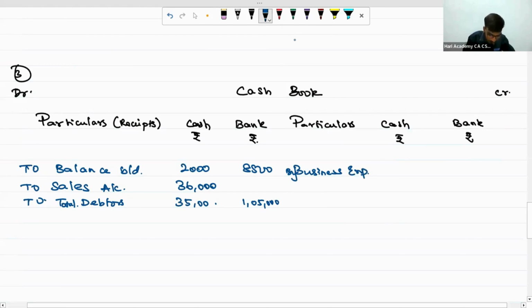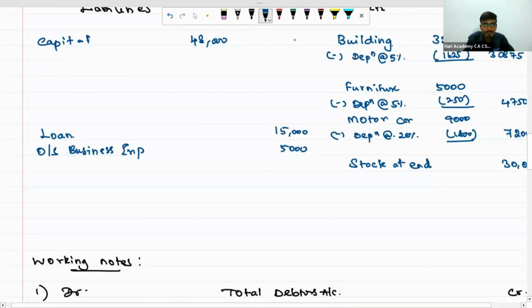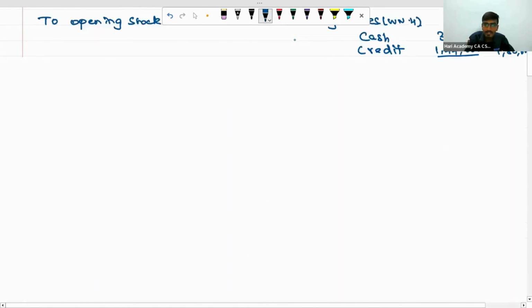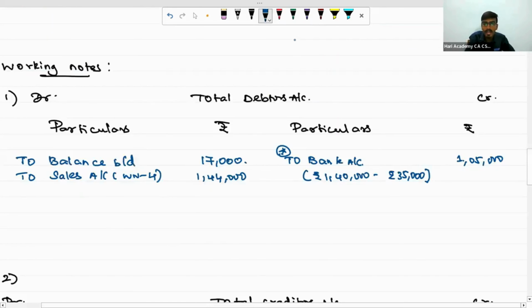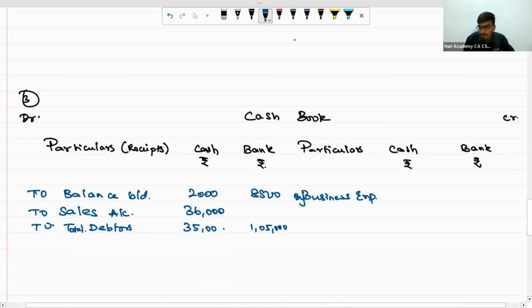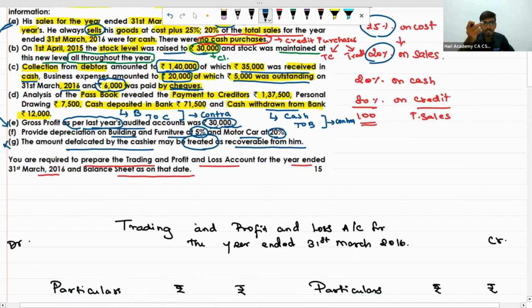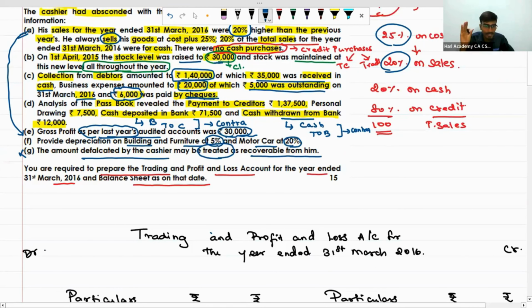That business expense, whether it is paid in cash or on credit, depends on what the question says. Of which 5,000 is outstanding, of which 6,000 was paid by cheque, they have given. So the 6,000 paid by cheque I will show in my bank account. The remaining 9,000 in my cash. Then that adjustment is done. A with E adjustment done, B adjustment done, C adjustment done. Now coming to D adjustment.